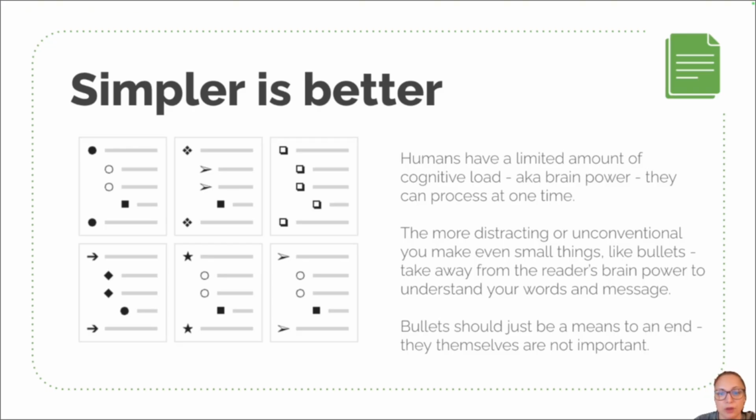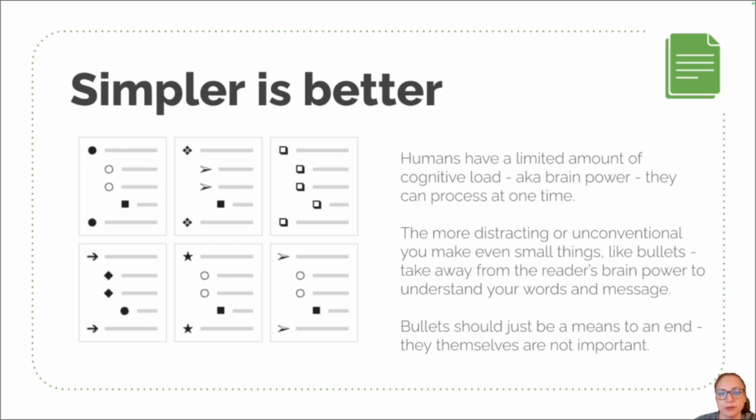simpler is better. All humans have a limited amount of cognitive load, aka brain power, that they can process at one time. The more distracting or unconventional you make even small things like bullets, the more it takes away from the reader's brain power to understand your words and your message. Take, for instance, that top middle bullet with the four little diamonds that make up a bigger diamond. Your brain is going to needlessly spend energy parsing out those small details to understand what they are. Same thing with the top right. Those are little tiny 3D cubes that have a shadow. Your brain is going to spend energy processing that.